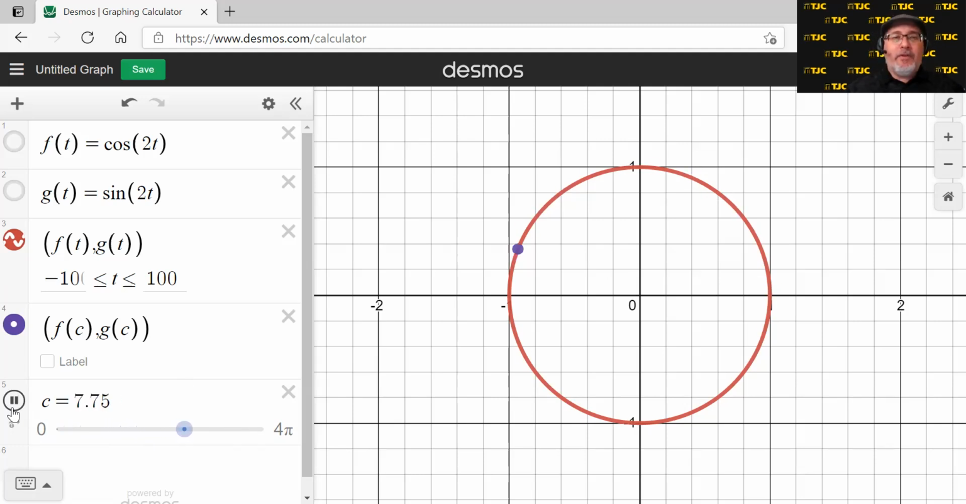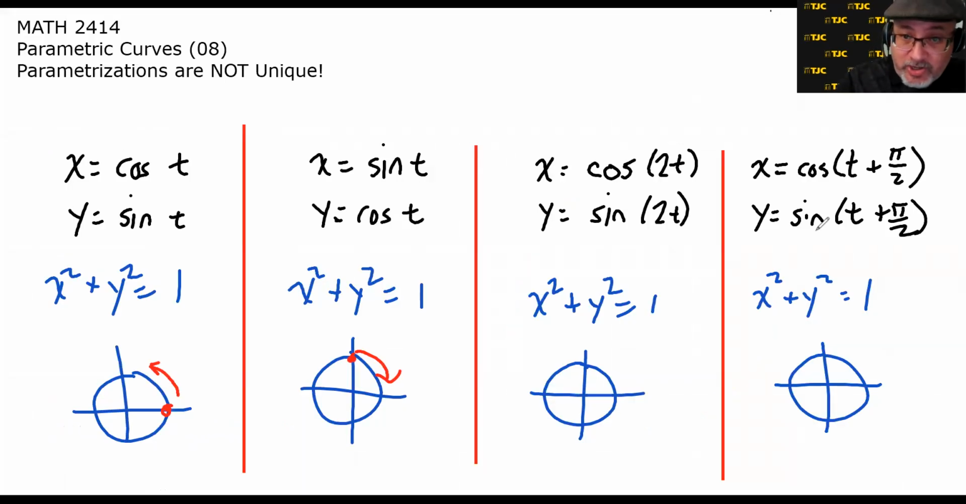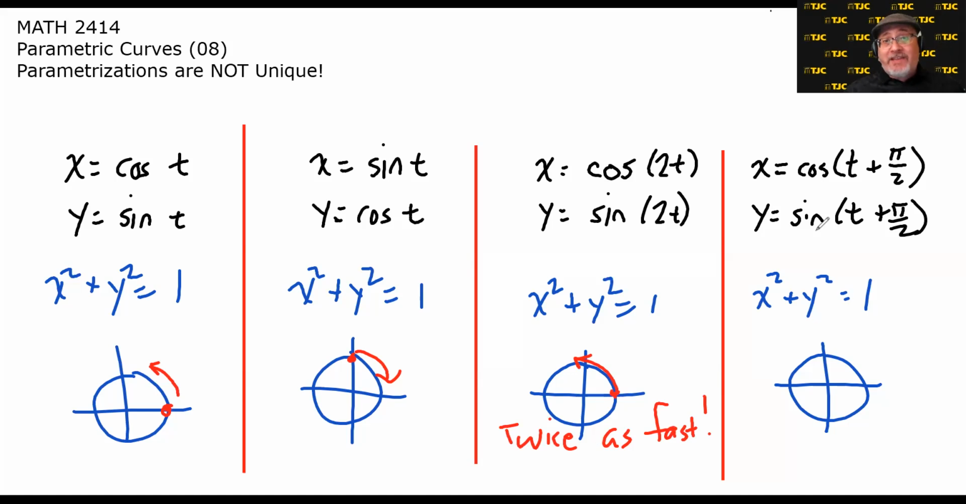2, 3, and 4. So putting the 2 in front didn't change the starting point, didn't change the orientation, but it did change the speed. So it starts here, still goes counterclockwise, but it's twice as fast. So if I wanted it to go 4 times as fast, I'd put a 4 instead of a 2, et cetera, et cetera. Okay, so it's controlling the speed of the point around the circle. But what about x equals cosine of t plus pi over 2 and y equals sine of t plus pi over 2?